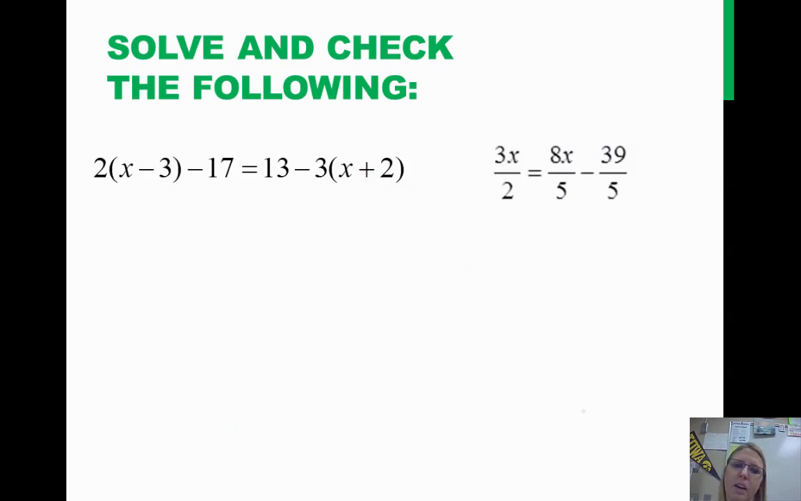I have 2 more examples here. This one's a little bit harder because now we have the distributive property that needs to be done on both sides of the equal sign. So that's the first step that we're going to do.